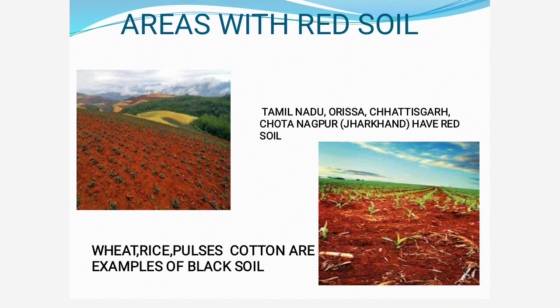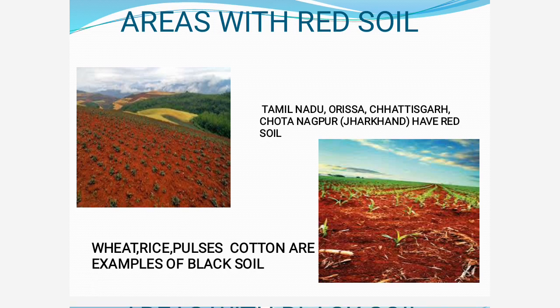Let's take the example of red soil. In the picture, I have provided you two pictures which show red soil. There are some places in Maharashtra where there is red soil. Red soil can easily be seen, but if we visit the place or the state, we will understand better about red soil. Now, in the picture, I have given you examples. Some states which have red soils are Tamil Nadu, Orissa, Chhattisgarh, Chota Nagpur, that is Jharkhand. These are the states having red soil.